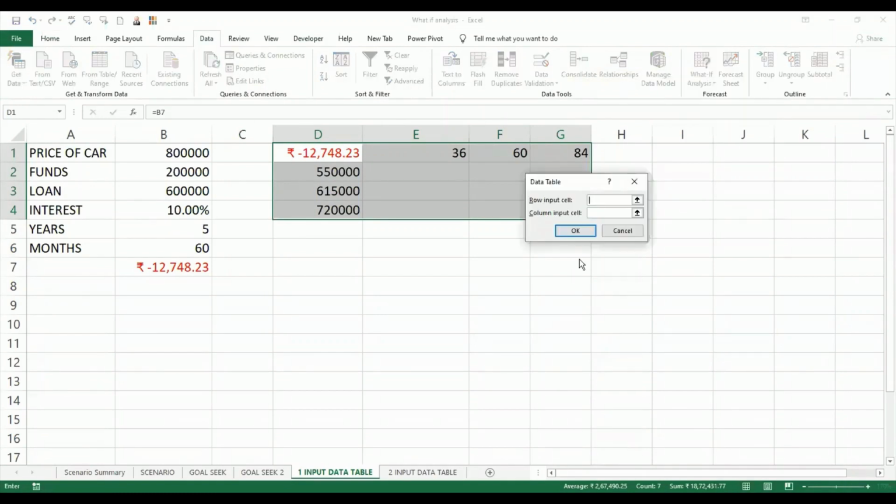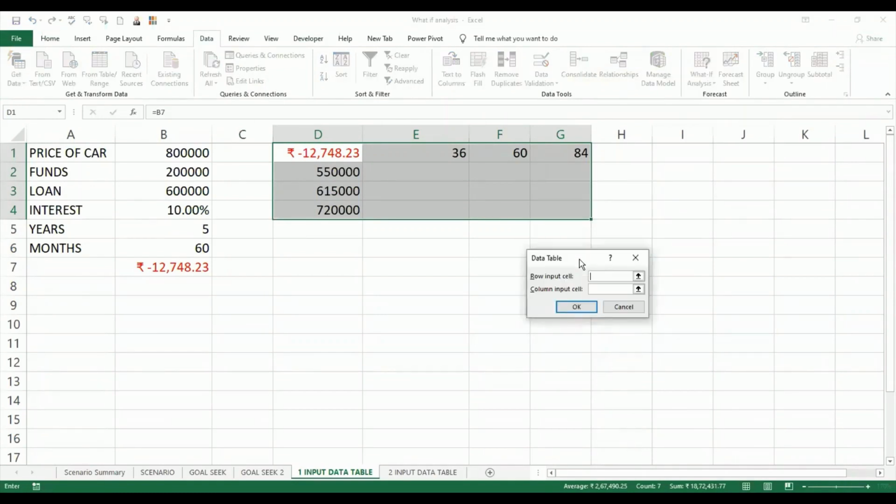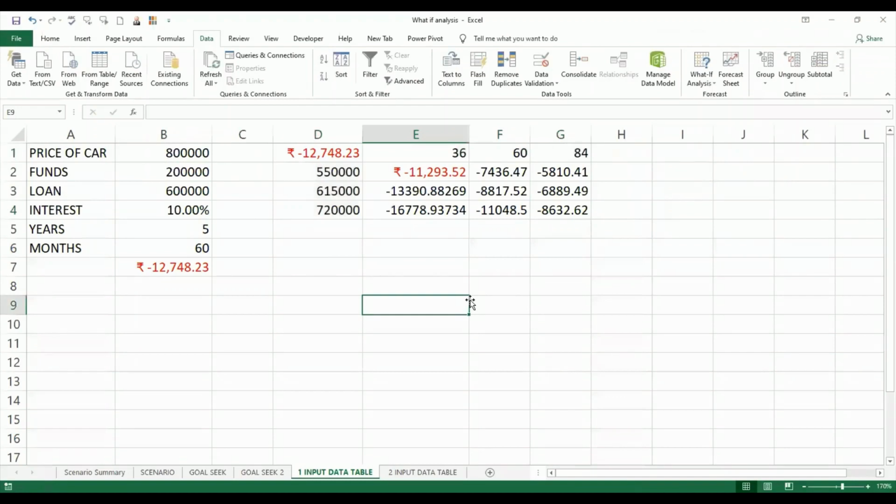Here I've got row as well as column. Why? Because I put my data in such a way. मेरे रो में months है और मेरे कॉलम में प्राइस ऑफ कार है. As simple as that. My row has got months and my column has got price of the car. See how amazing it is. आ गया EMI.